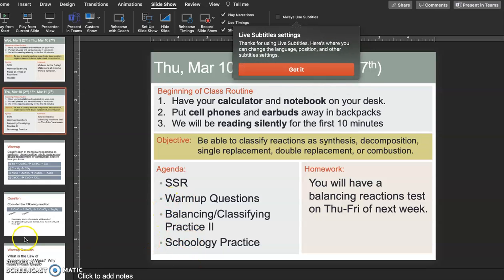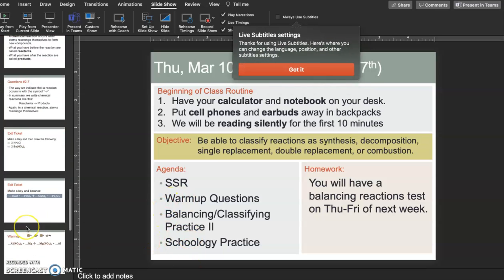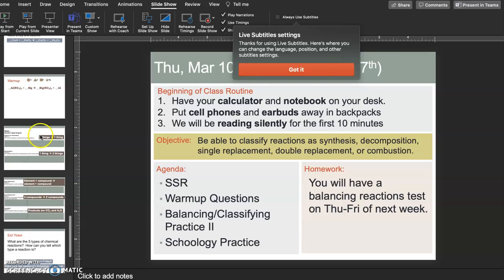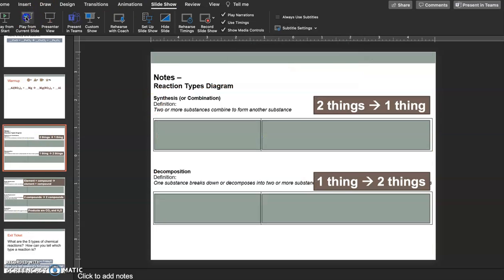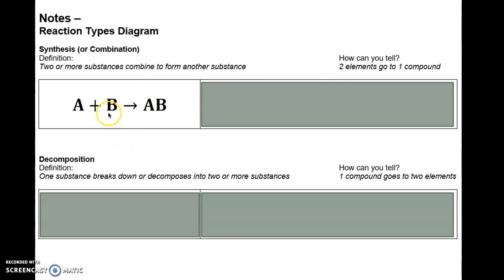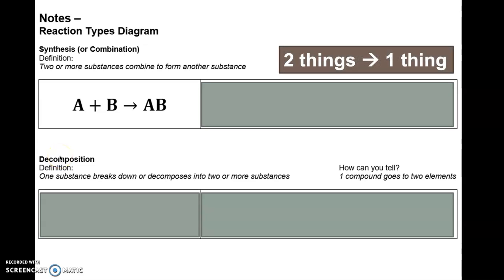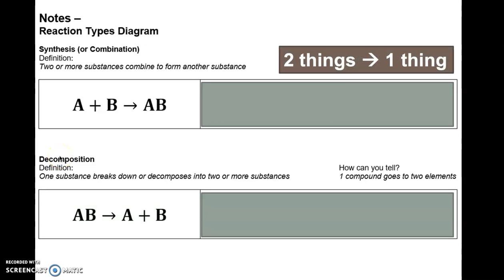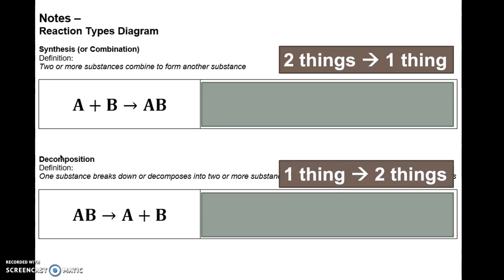Let me actually look a minute. Let me see if I've got those on the slide somewhere. So synthesis or combination is when 2 or more substances combine to form another substance. So it's when you have 2 elements that go to 1 compound, like A plus B goes to AB. And then decomposition is the opposite. You have AB goes to A plus B, so one thing breaks apart into 2.